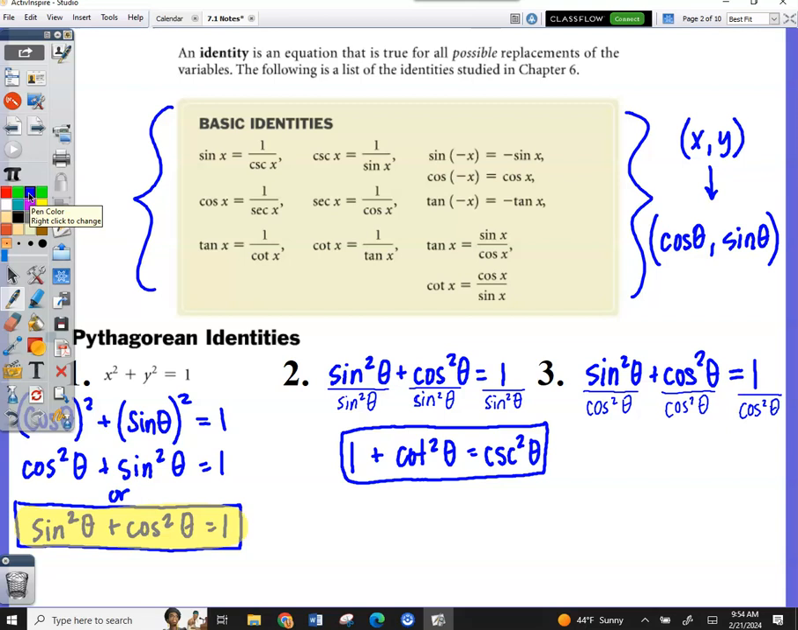All right, we're going to clean this up. Sine squared over cosine squared is what? Tan squared, right? Cosine squared divided by cosine squared is 1. And then the reciprocal function of 1 over cosine squared is secant squared. Notice theta never changes. Theta stays the same. You're manipulating the actual trig part.